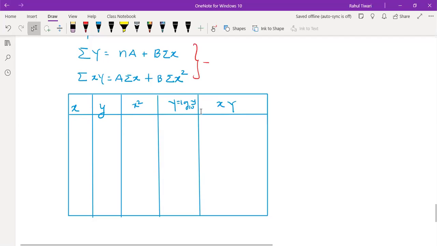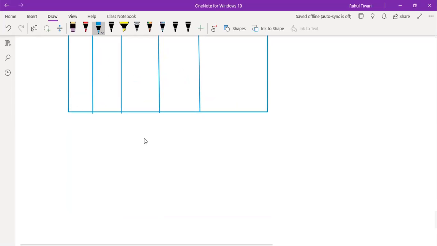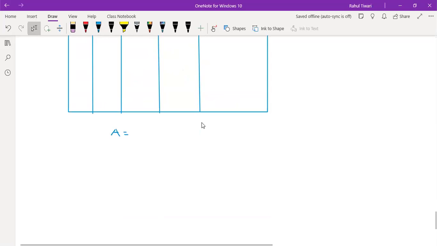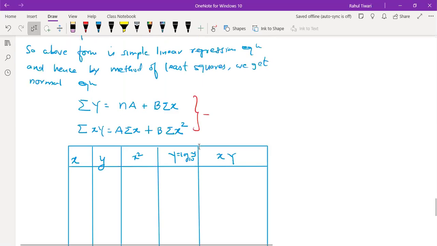Okay. So when you solve these equations, you may get the answer for capital A and capital B, right? So capital A you will get 1.0060, and just a minute, there is some correction here.